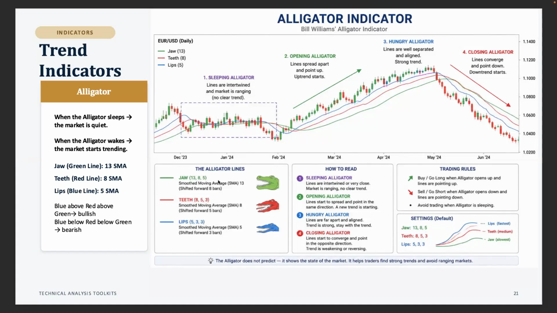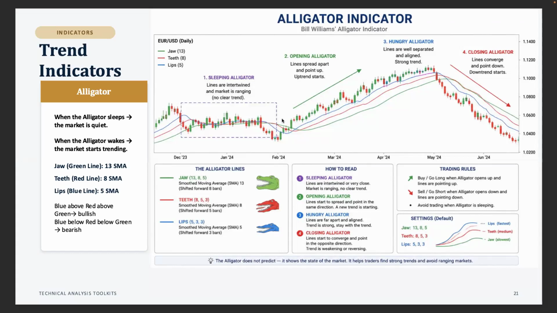But if the lips go below the teeth and the teeth come below the jaw, that means the alligator is closing. And if the three of them almost merge together, that means the alligator is sleeping. We are in a consolidation phase. The alligator is sleeping, he's tired. I like it because using the animal, I can easily understand what is happening to the stock. You can use all of them, or you can use one of them depending on your preference.